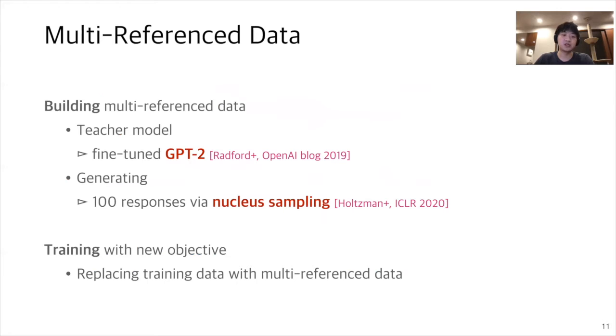We can achieve this by generating pseudo references from a teacher model. Here we use the fine-tuned GPT-2 as our teacher model, and we generate 100 responses for each context via nucleus sampling. In order to train our dialogue system with a new objective, we can simply replace the original training data with the multi-reference data, which are generated by the GPT-2.